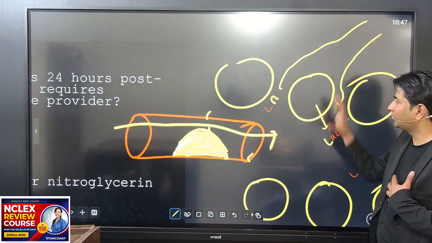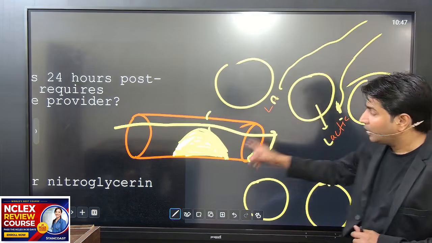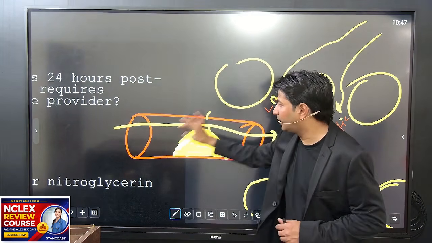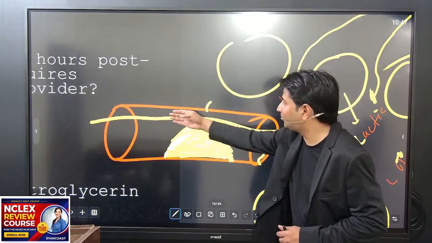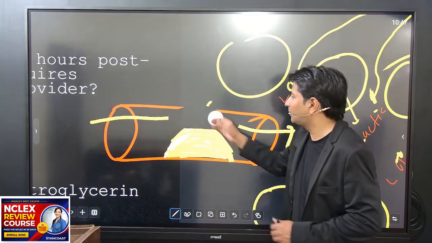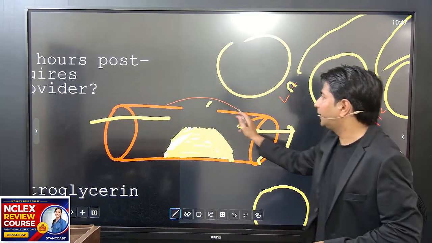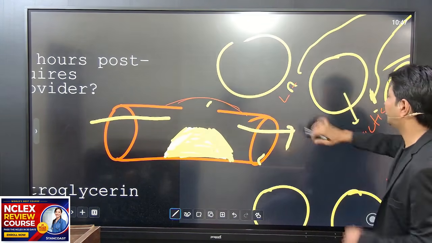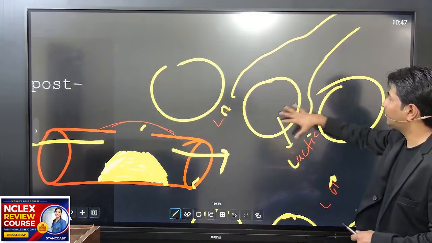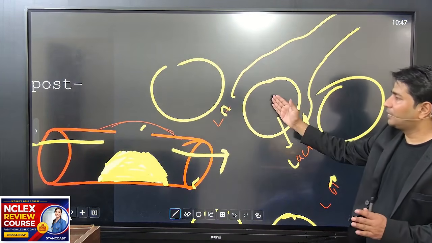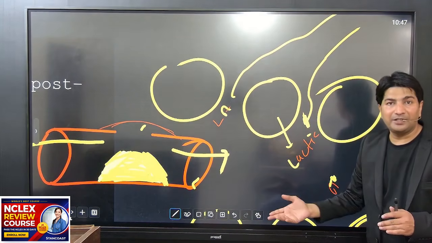So the pain in the chest happens for this reason. But as soon as we give nitroglycerin to the patient, this coronary artery will dilate. If it dilates, it means its diameter will widen. If it dilates, it means more blood will flow. If more blood flows, then the cells here will start getting oxygen.